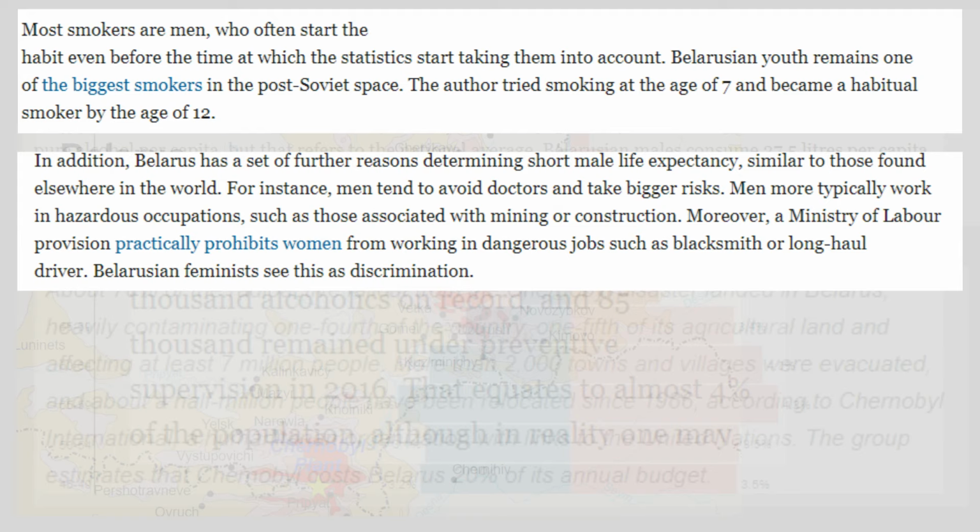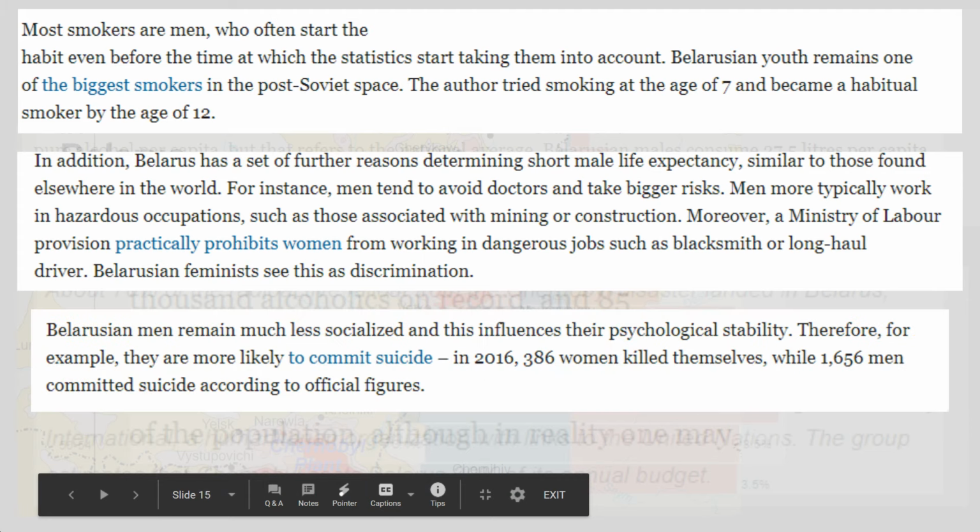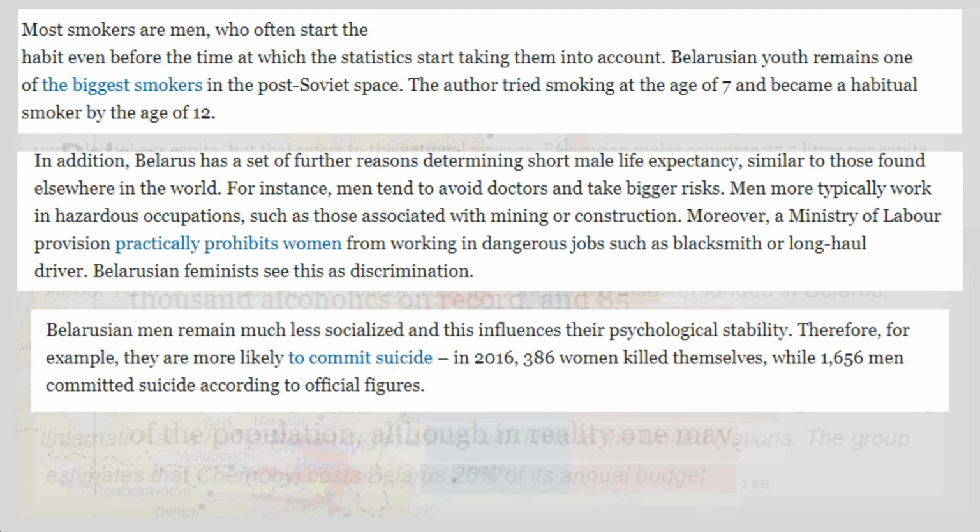And that's not just it. Men also in Belarus tend to avoid doctors and medical attention because they're smoking, because they're drinking, and because they're not going to doctors. This becomes even worse. Furthermore, the Ministry of Labor prohibits women from working dangerous jobs. So most of those dangerous jobs are going to be worked by the males in those countries. And then this is staggering. If you look at suicide rates in Belarus, 80% of them are going to be committed by males compared to females. So we're looking at a high suicide rate.